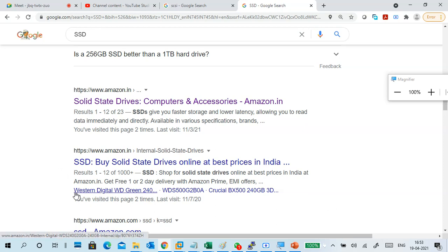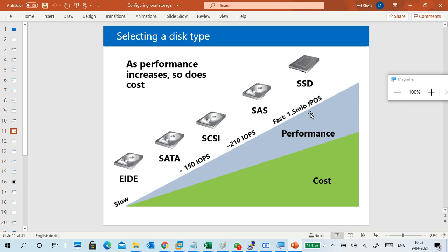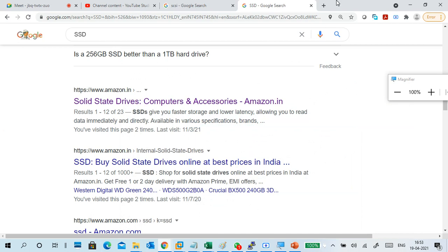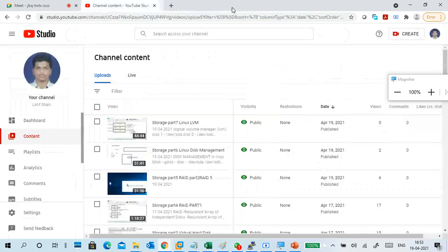No platter, no magnetic material inside an SSD, so this is called a solid state device. As the cost increases, performance increases, and based on that it is categorized like that. SATA, PATA, IDE, SATA, SCSI, SCSI with serial, so SAS, and this is an SSD. So this is about your device types.